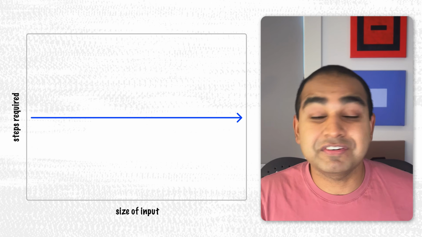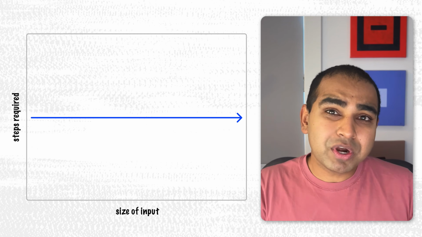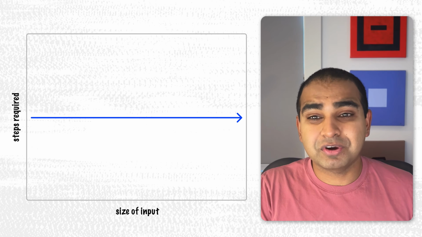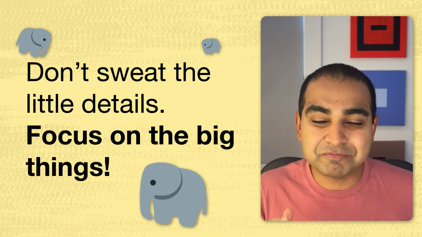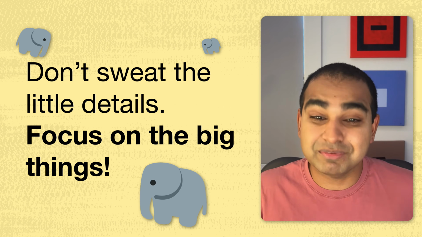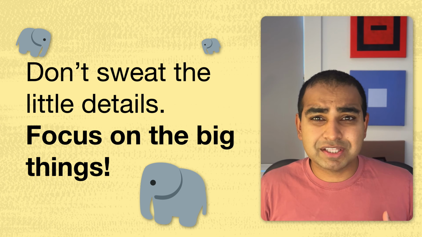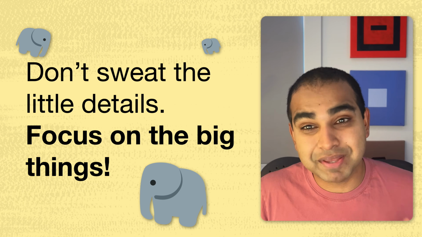This is an example of constant growth. Now, where does Big-O notation fall into all of this? There's an old expression that you've probably heard from TV or books or from family members, and that is really, don't sweat the little details, focus on the big things.